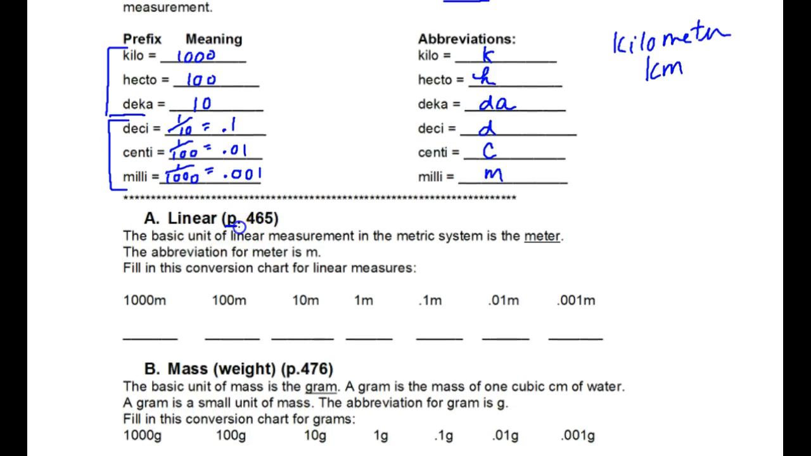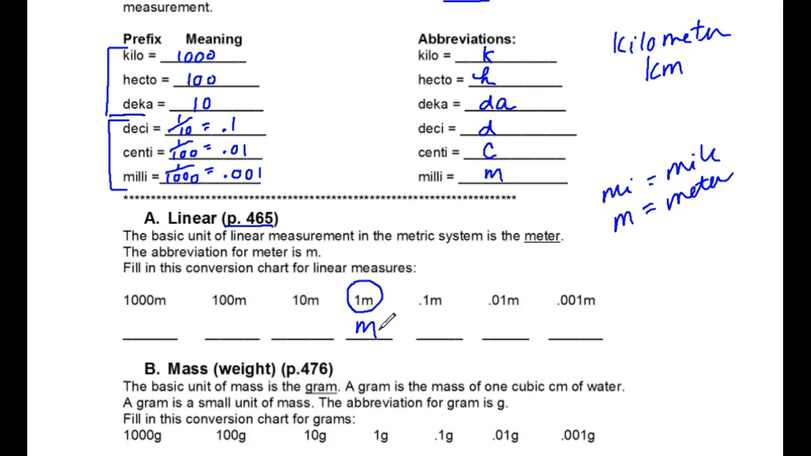There's a chart here that we're going to take a look at. This is from page 465 in your textbook. The basic unit of linear measurement, you want to measure how long something is, it's a meter. A meter is sort of like a yard. The abbreviation for a meter is just M. Remember, MI is a mile. Plain old M is a meter. So you want to watch out for those two abbreviations and make sure if you're abbreviating a mile, you put the MI. So we have our basic unit, 1 meter.